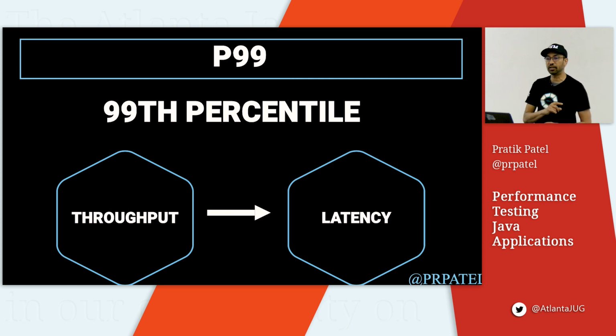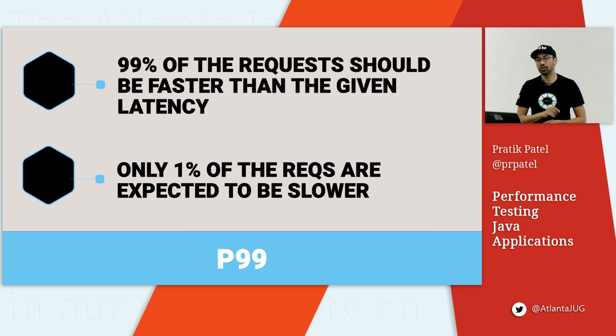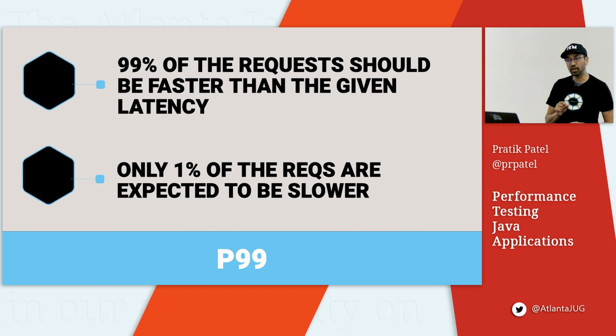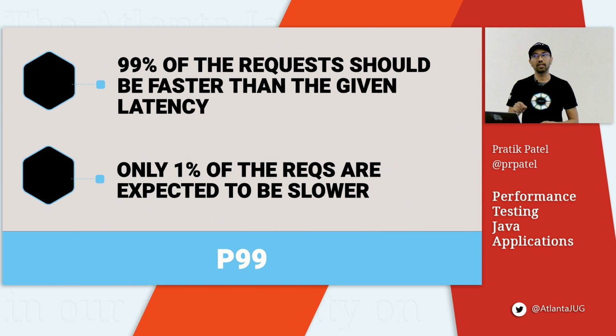Let me explain what percentiles mean. When we're doing performance engineering, we think in terms of P99s or P95s or whatever. P99 specifically means that we're trying to operate all requests under a 99th percentile. So let's look at what that means. When we say P99, that means 99% of the requests should be faster than the given latency. If we want to flip that around, the other way that we think about this is only 1% of the requests are expected to be slower than whatever our goal is.